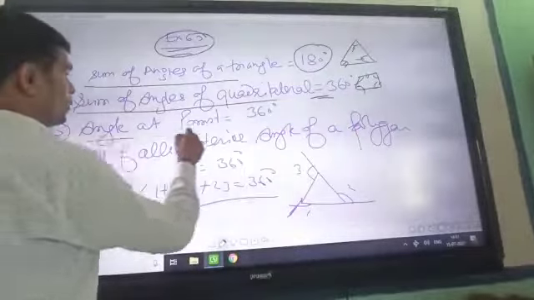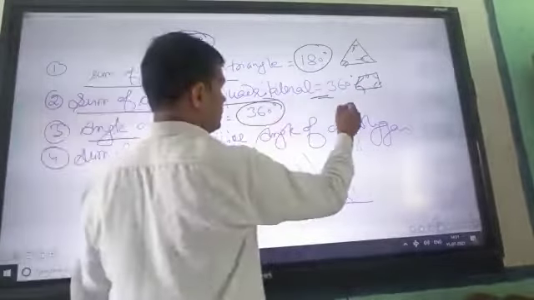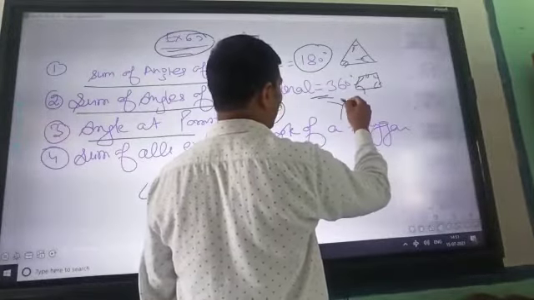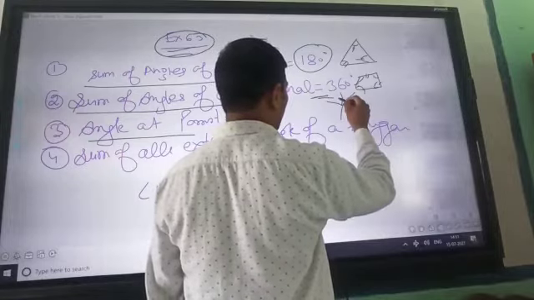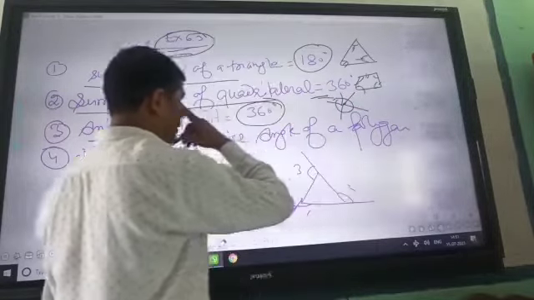Next, angles at a point equal 360. Angle at a point means like this: if you are forming angles from this point, the sum of all these angles will be 360.